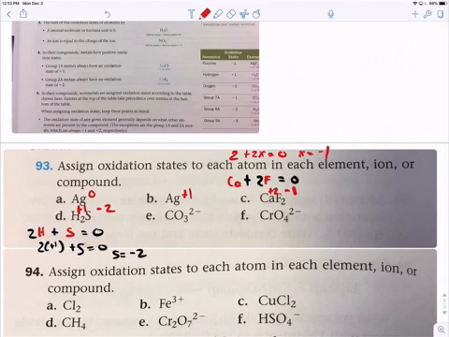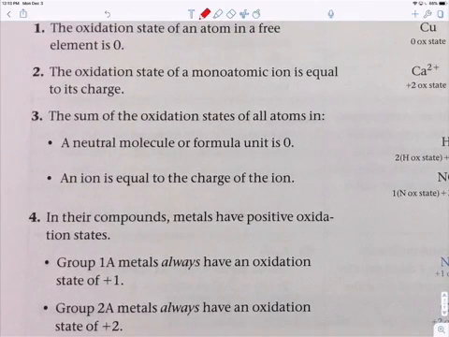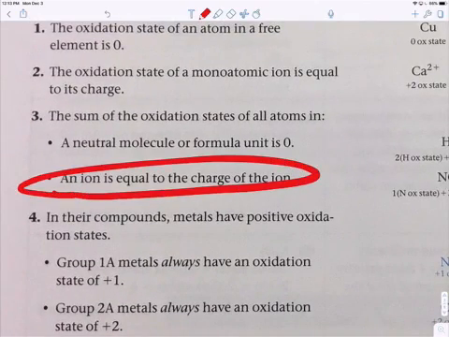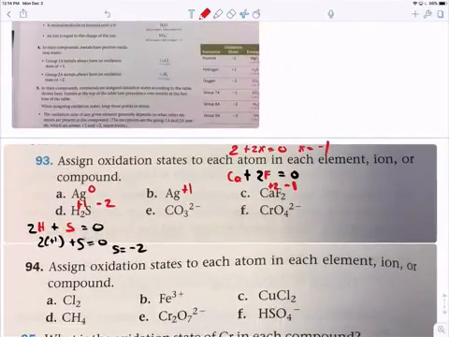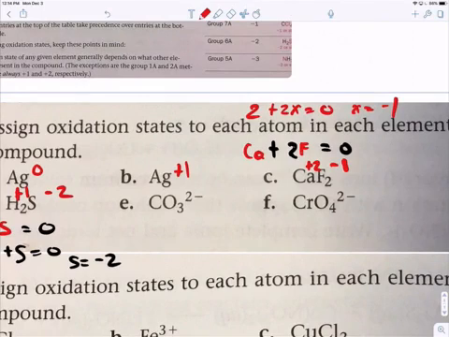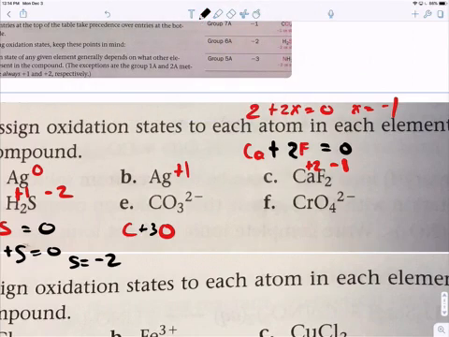Okay, so the next one, rule number 3: the sum of all oxidation states of an ion is equal to the charge of the ion. So this next one here is an ion. Actually, E and F are. So carbon plus 3 times oxygen equals -2. Do you see that? That's C. 1 carbon, 3 oxygens is equal to -2.